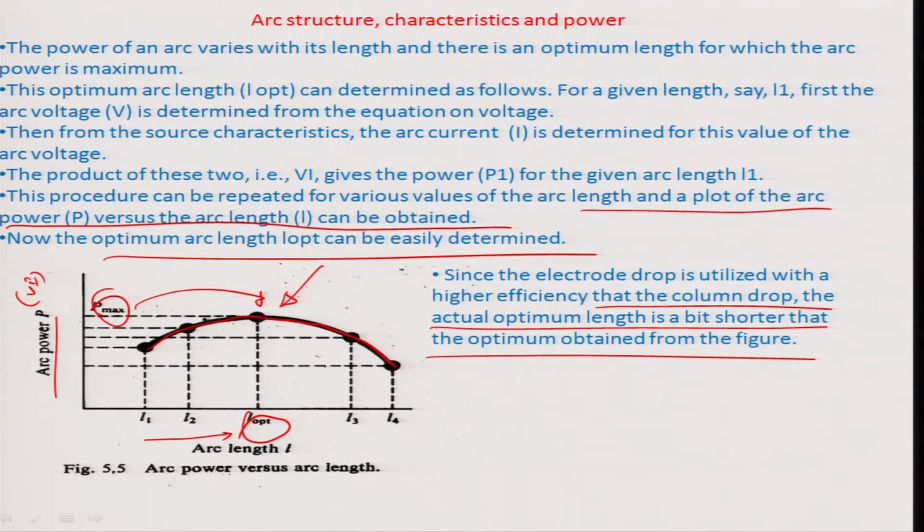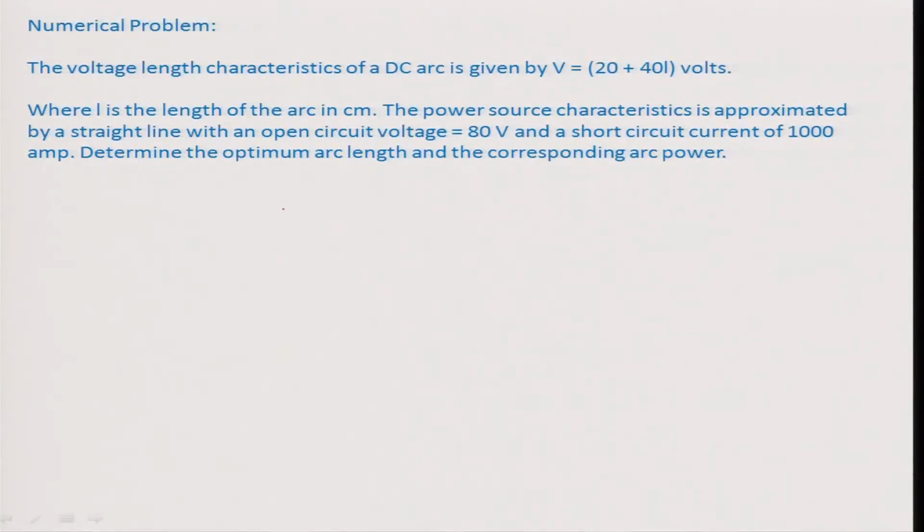So, in this particular example, we have given a voltage length characteristics as 20 plus 40 L volts. L is the length of the arc in centimeters. The power source characteristics is approximated by a straight line with an open circuit voltage of 80 volts and a short circuit current of 1000 amperes. You have to determine the optimum arc length and corresponding arc power.